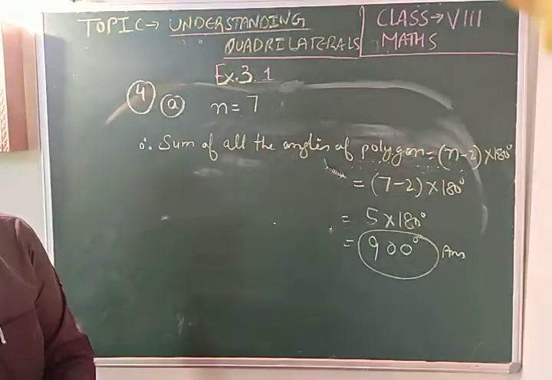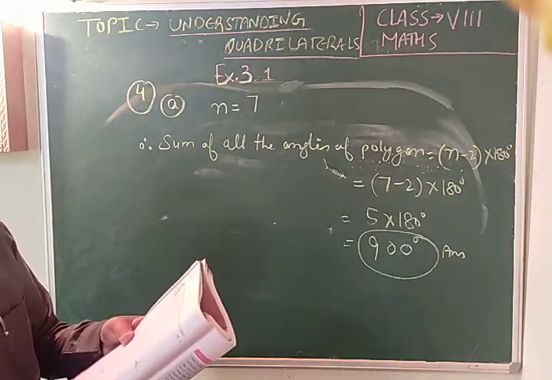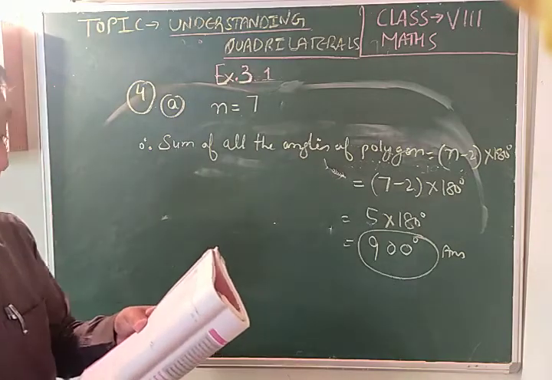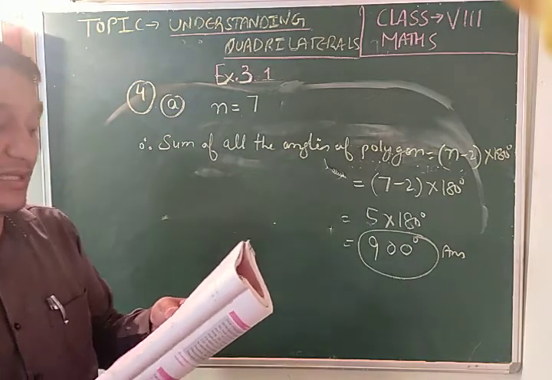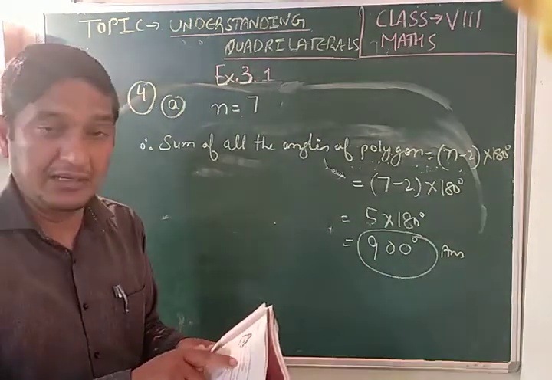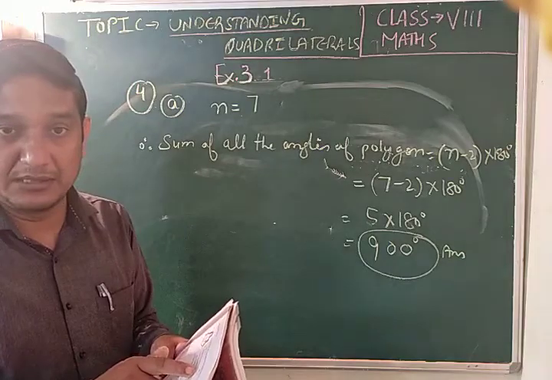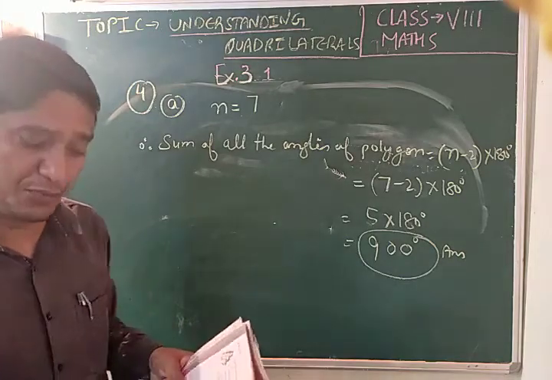Next children, question number 5. Question number 5 is what? What is a regular polygon? State the name of a regular polygon of 3 sides, 4 sides and 6 sides. Children, this we have done in the introduction portion, where we have learned about the regular polygon. So we will do it again, no problem.